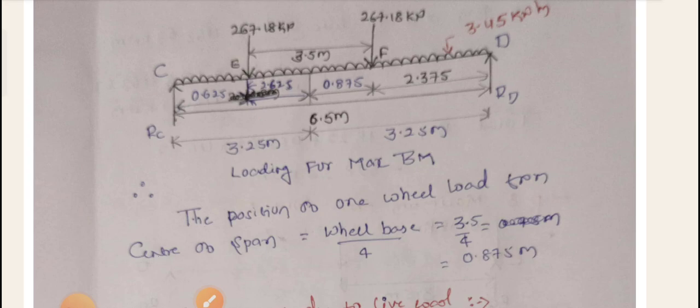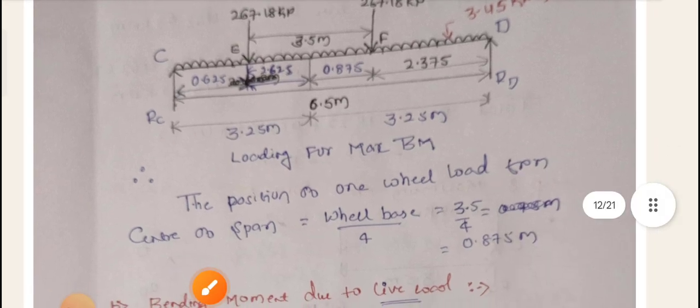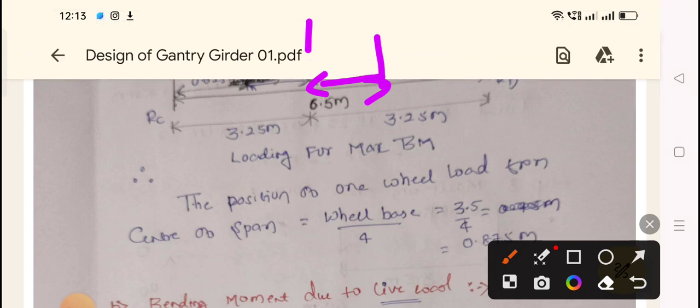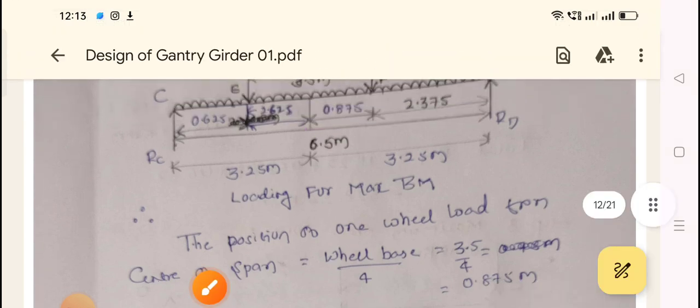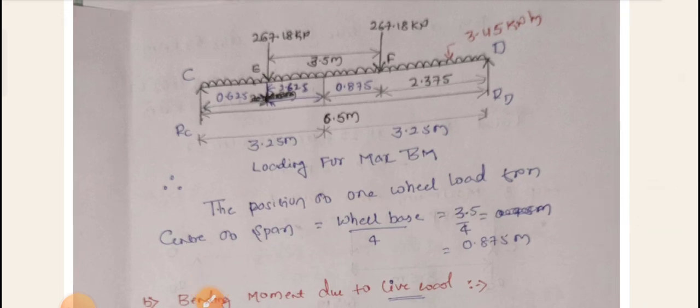Wheelbase divided by 4. Wheelbase is how much it is given in the question? 3.5 divided by 4, so that is 0.875. So one of the wheels should be at a distance of 0.875. Now it is matching. So that is my center of the gantry girder and the CG of the wheels. It is matching. So this is the diagram that you are seeing.